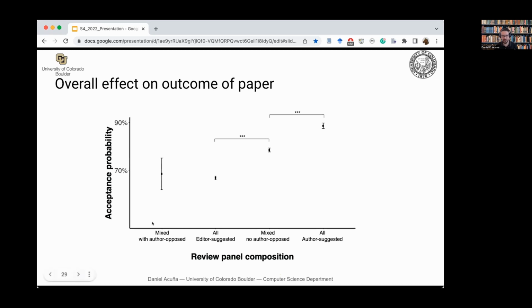So if we split the panels, and this is across revisions and just looking at the final outcome of a paper, we see that if you get a panel of all editor-suggested reviewers, so not suggested by the author and not opposed by the author, we see around 65% acceptance rate. But if you have a panel of all suggested reviewers, the acceptance rate shoots up to close to 90%. So there's a huge, almost 20 percentage points of difference between these two panels.